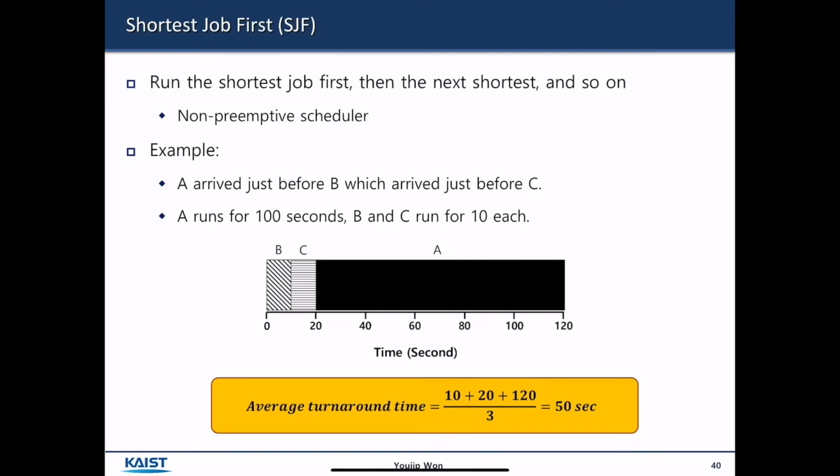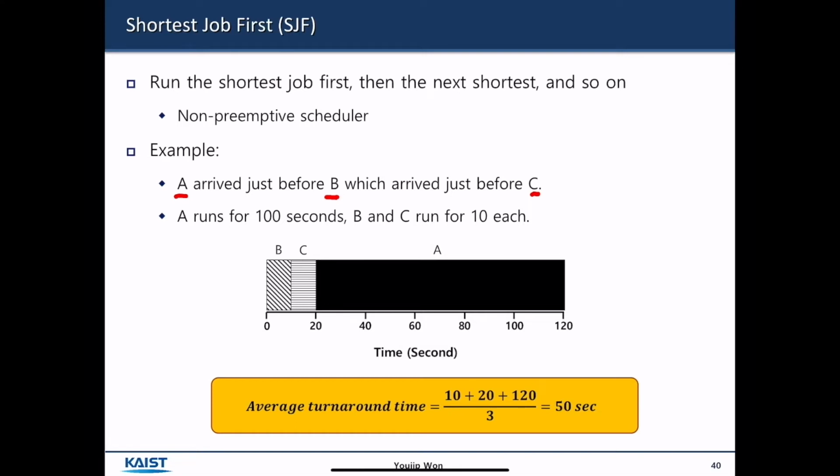To overcome this drawback, there comes a scheduling algorithm called shortest job first. In shortest job first, it runs the shortest job first. It is a non-preemptive scheduler. Non-preemptive means once the process starts to run, the process cannot be suspended unless the process voluntarily relinquishes its CPU. Let's say A arrived just before B and B arrived just before C, so they arrived at the system almost at the same time. A runs for 100 seconds, B and C run for 10 seconds each.